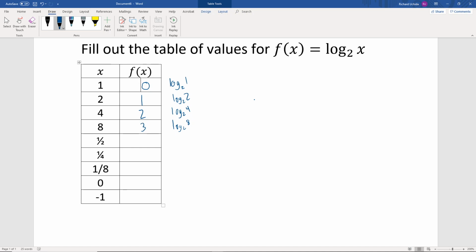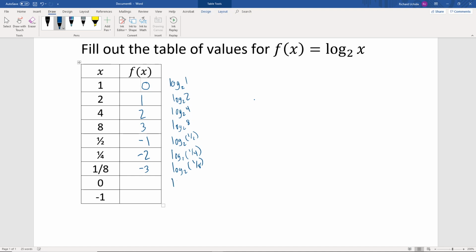Now let's plug in some values close to 0, but still powers of 2. So log base 2 of 1/2. 2 to what power will give me 1/2? Well, 2 to the negative 1 power would give me 1/2. And then if we had log base 2 of 1/4, 2 to the negative 2 will give me 1/4. And log base 2 of 1/8, well, 2 to the negative 3 will give me 1/8.